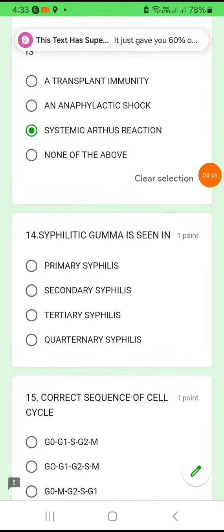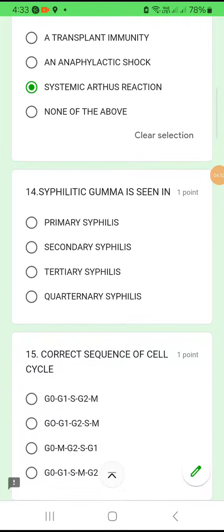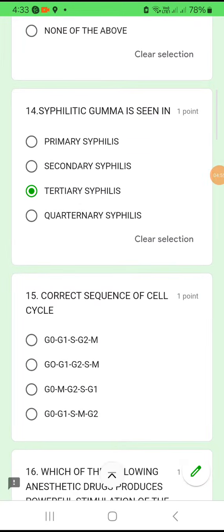Question number 14. Syphilitic gumma is seen in primary syphilis, secondary or tertiary syphilis. Syphilitic gumma is seen in tertiary syphilis.